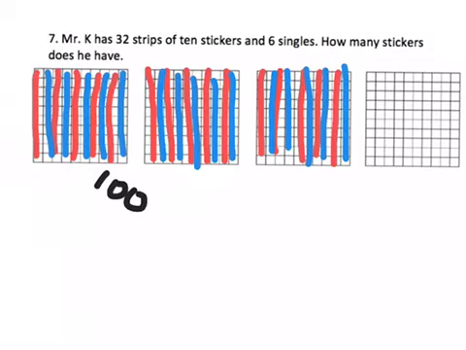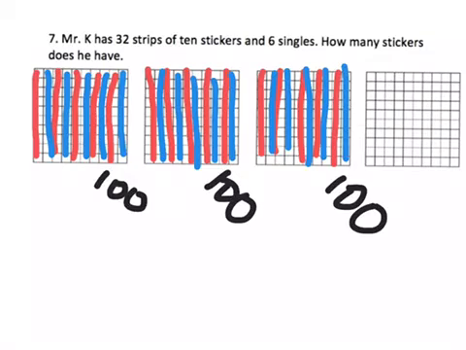How many strips of 10 do I have colored in right now on the board, guys? Anybody know? No, not 20. Close. How many do I have colored in? Look how many I've got colored in. 30. Yes, I have 30. So 10 tens is 100. Another 10 tens is another 100. And then another 10 tens is a third 100, for a total of 30 strips of 10.